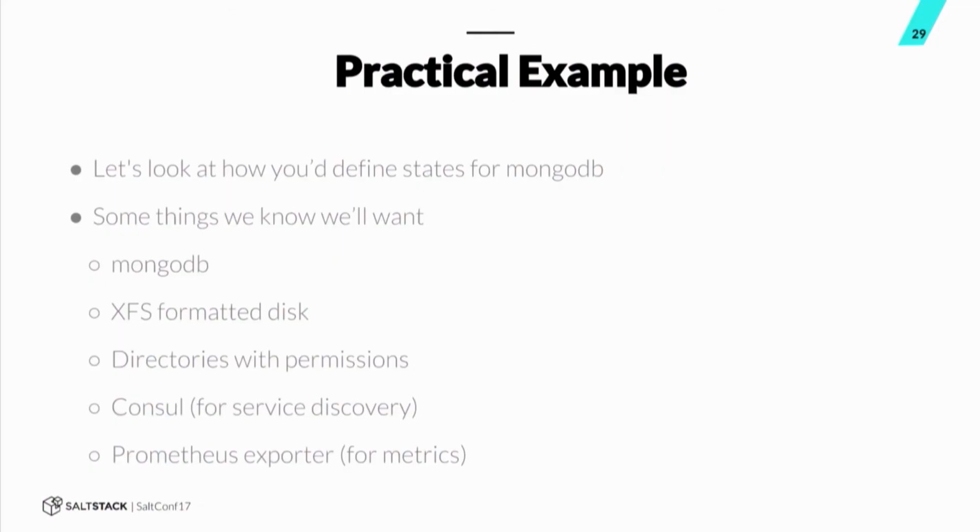So let's talk about writing some states for a Mongo box, because people still use that. In this example, we'll basically set up Mongo. Mongo requires some special formatting, so we use XFS. We're going to have to set up some directories with some permissions, and because we're awesome, we're going to be using Consul for service discovery and Prometheus for monitoring, right?